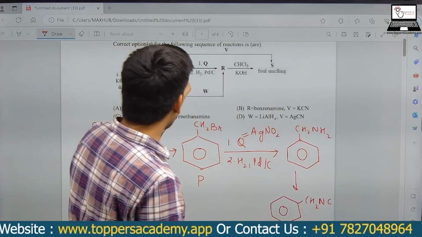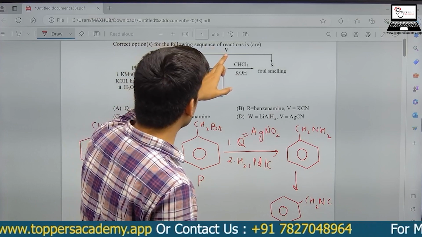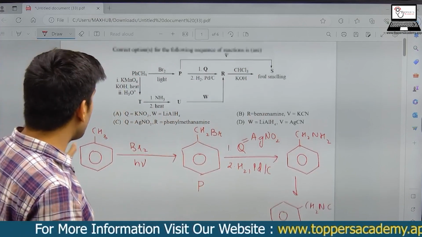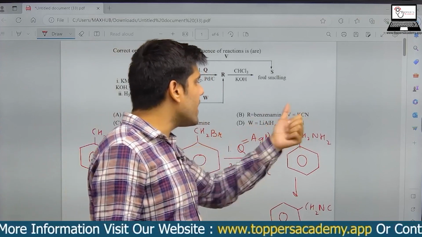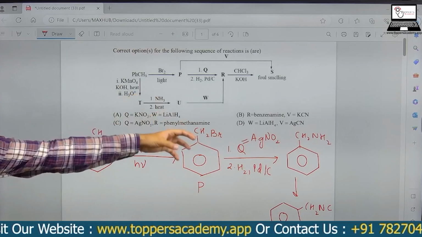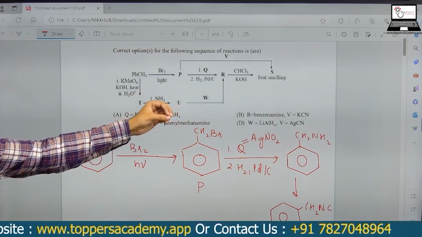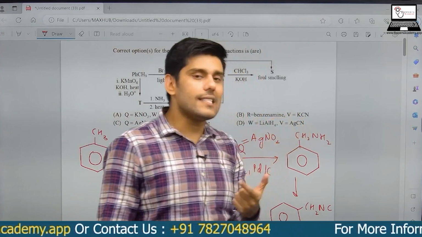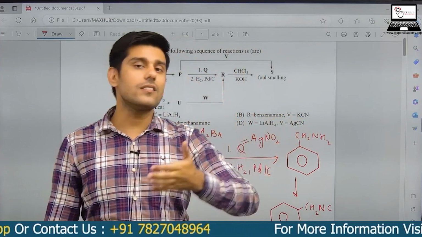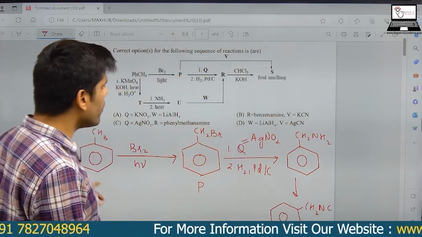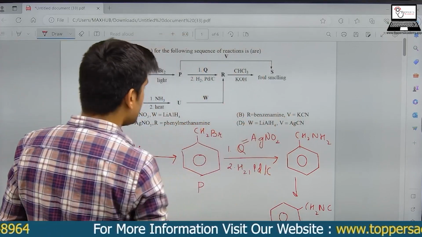Now, P on treatment with V gives you S. So P upon treatment with V. If you see here, it is AgCN and it is KCN. So obviously, what can V be? If we treat it with KCN, we get the cyanide compound. And if we treat it with AgCN, we get the isocyanide compound.